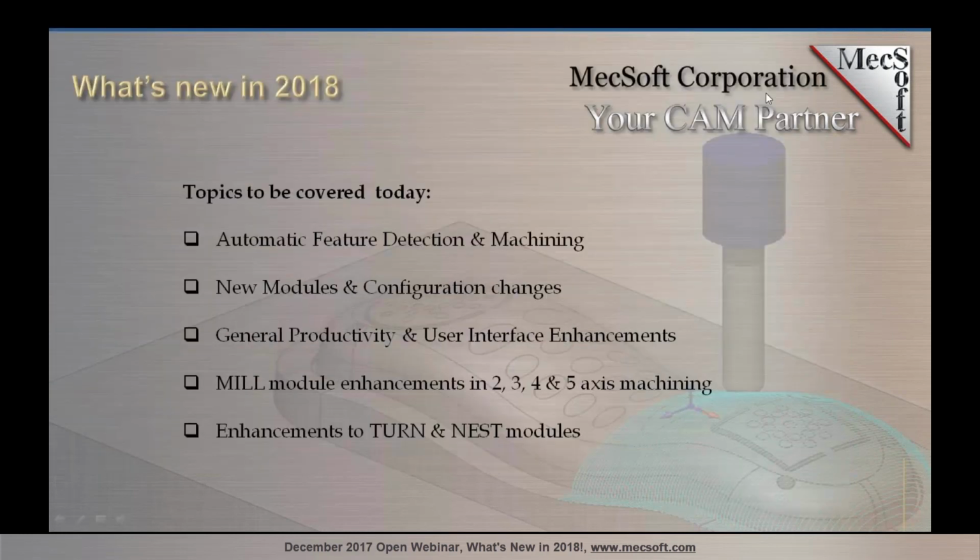In today's webinar, we are going to be demonstrating what's new in our 2018 products. And the topics that we will cover today are automatic feature detection and machining. We'll talk about new modules and configuration changes, and also some general productivity and user enhancements. And then we'll talk in more detail about enhancements in our mill module for 2, 3, 4, and 5-axis machining. And finally, we'll touch upon some enhancements to our other modules such as turn, nest, and mesh.